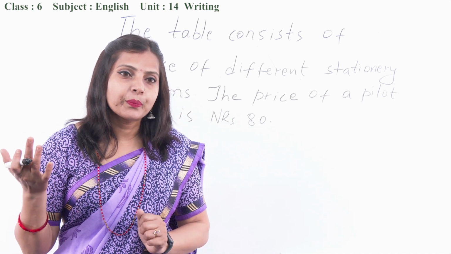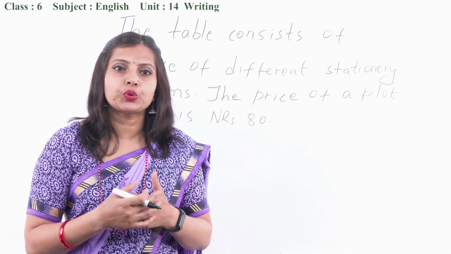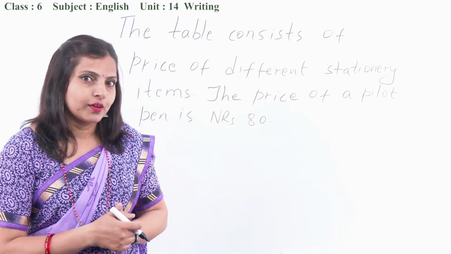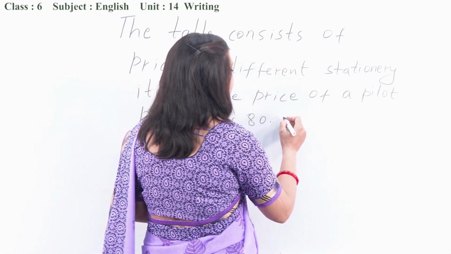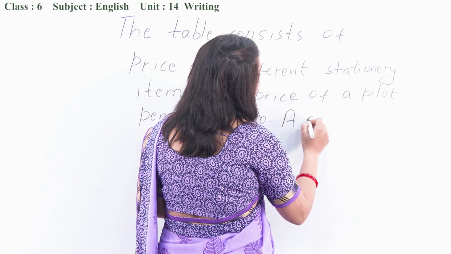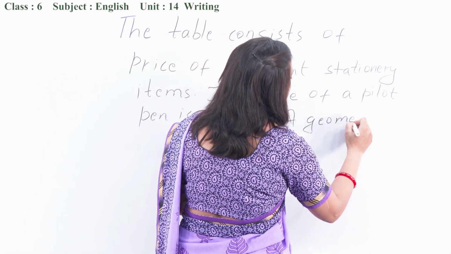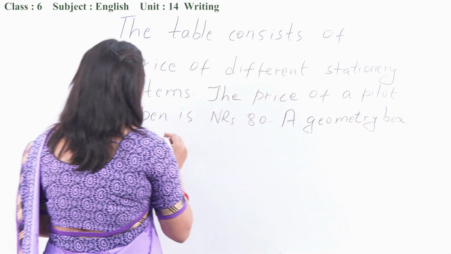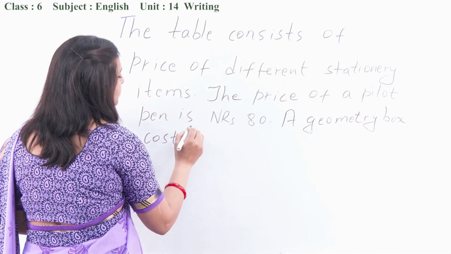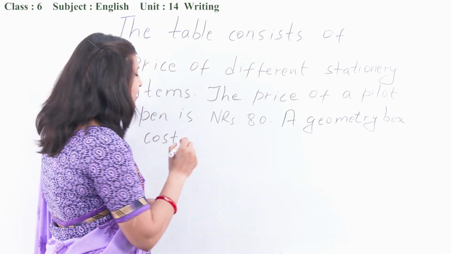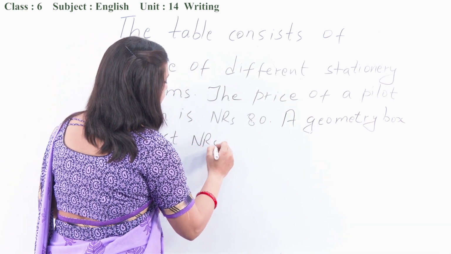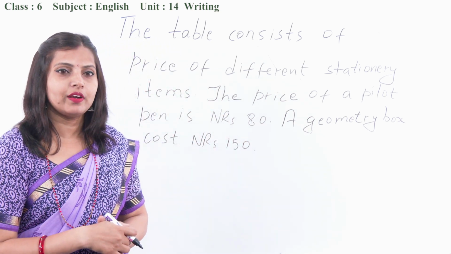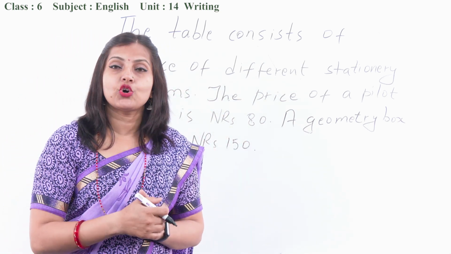Now, how much does a geometry box cost? A geometry box costs how much? Yes, NRS 150. Okay, now let's answer the third one.